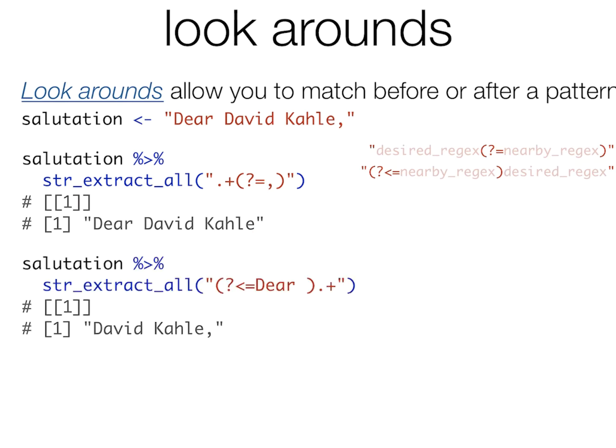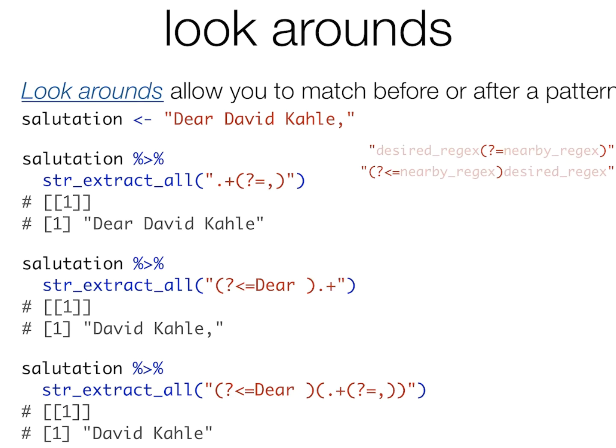Now, something a little bit more typical may be actually the other way around. Pull out everything after the Dear, okay? So in this case, we have a preceding lookaround. So again, it's question mark less than equals, and of course this precedes the regular expression that we want to match, followed by essentially anything, okay? And that's why we have the whole Dear David Kale comma.